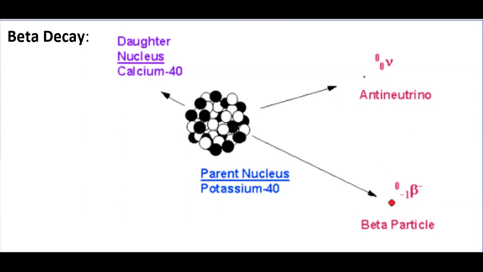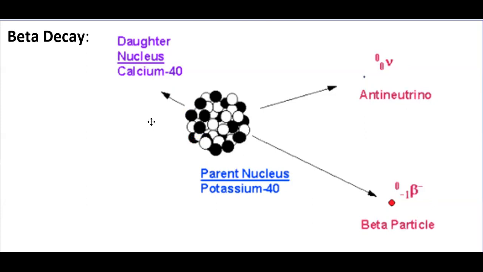Also, it spits out an antineutrino along with it. That's something you don't typically have to worry about for our context. At this moment, it's just another particle that comes with beta decay. Antineutrino has basically no mass. It has no charge. That's contested a little bit, but as far as you're concerned, you can go with those properties and say, hey, that's close enough.